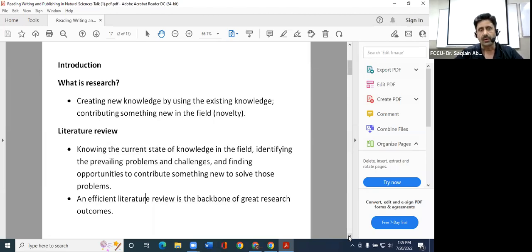Literature review is all about understanding the current state of the knowledge in the field, identifying the existing problems and challenges, and then picking up one particular loop. You have to catch one point of it and then start studying it further, and find opportunities to contribute something new to solve those existing problems for the new inventions. So an efficient literature review is the backbone of great research outcomes, of great research proposals.